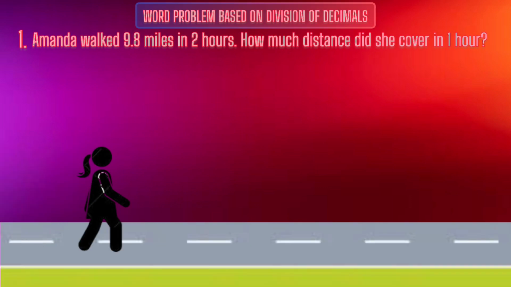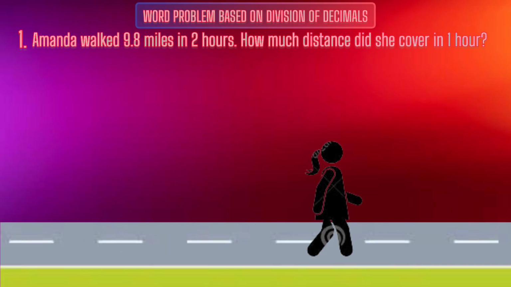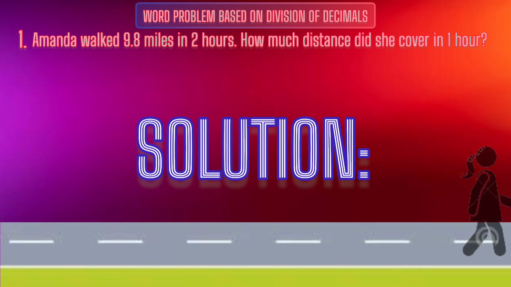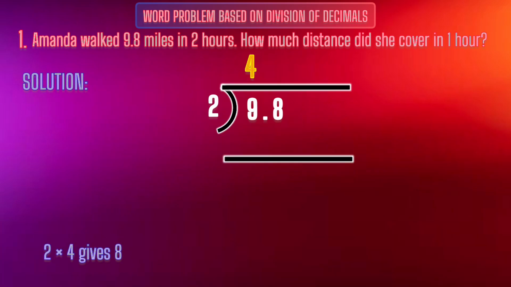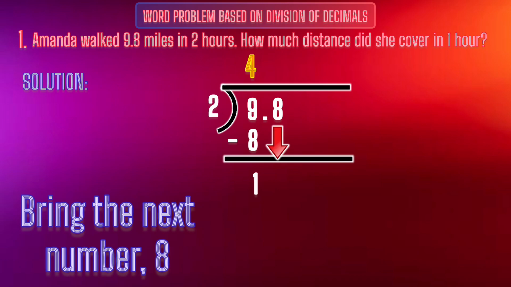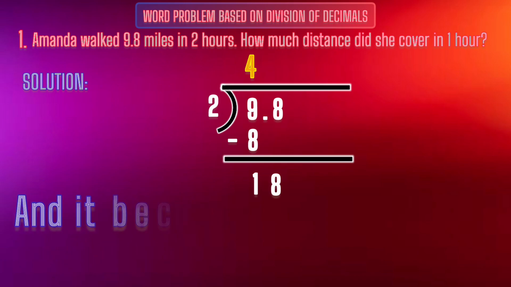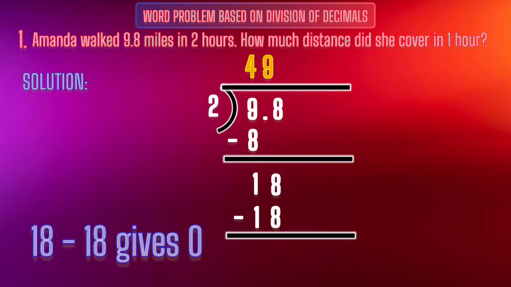Cool. Word problem based on division of decimals. Question number 1. Amanda walked 9.8 miles in 2 hours. How much distance did she cover in 1 hour? Solution. Keep the position as shown. 2 into 4 gives 8. 9 minus 8 is 1. Bring the next number 8 and it becomes 18. 2 into 9 gives 18. 18 minus 18 gives 0.